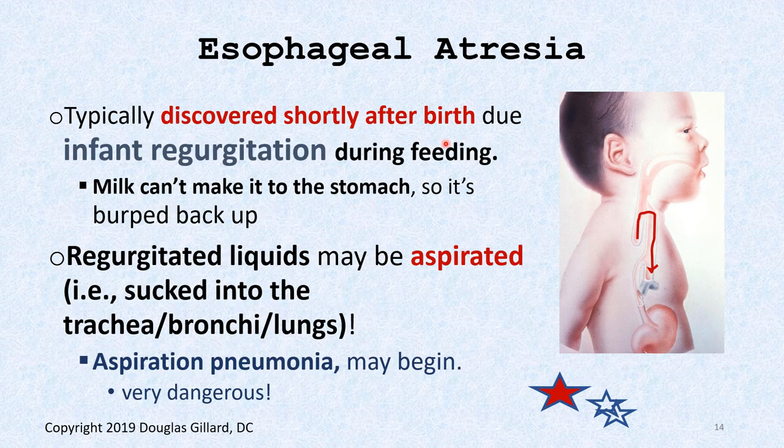Right? Typically discovered shortly after birth, these babies will get no food, right? You can't. There's no connection to the stomach. So the regurgitated liquid will be, it's called aspirated, right? That means it went down into the lungs where it's not supposed to, and that sets up aspiration pneumonia. It can be very dangerous.